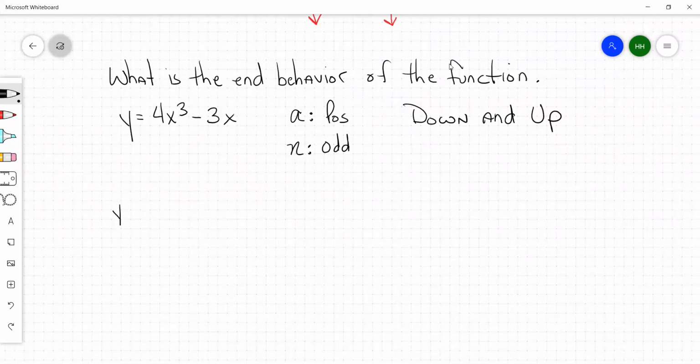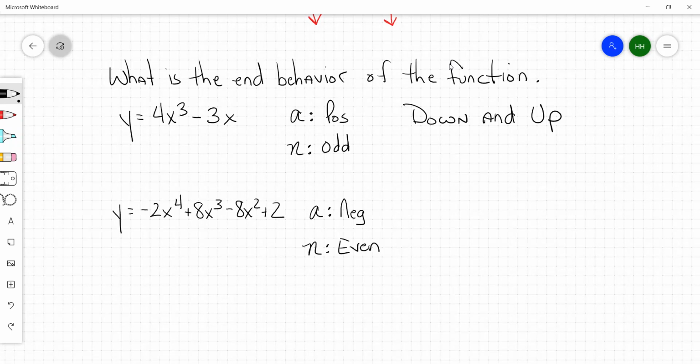If we get all of this, y is equal to negative 2x to the fourth plus 8x to the third minus 8x squared plus 2. Our a is negative. Our n is even. Negative and even. Negative and even. That's down and down. Down and down.